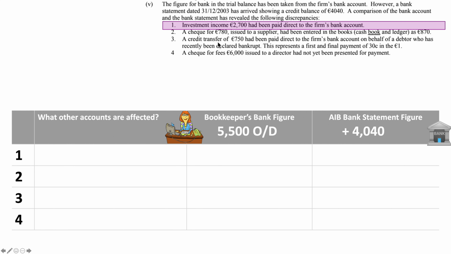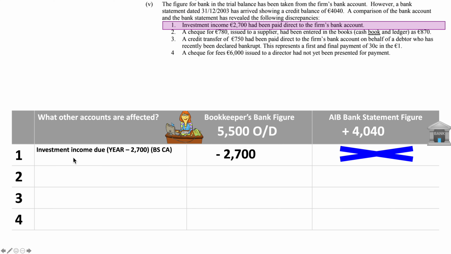Number 1, investment income 2,700 had been paid direct into the firm's bank account. So direct into the firm's bank account, AIB know about that. It was paid directly into them. If investment income 2,700 was paid into the bank account, that's going to reduce the overdraft figure by 2,700. Then what other accounts are affected? That is going to be investment income due. I'm going to record that I have received 2,700 into the investment income account. So it's going to help me establish the investment income due. So that's number 1 done.